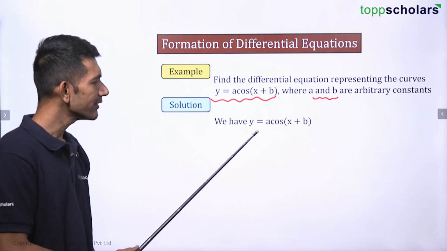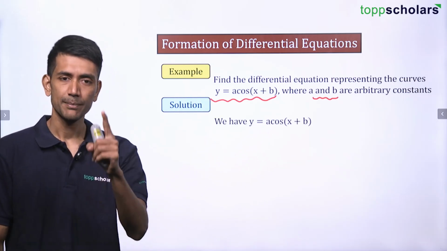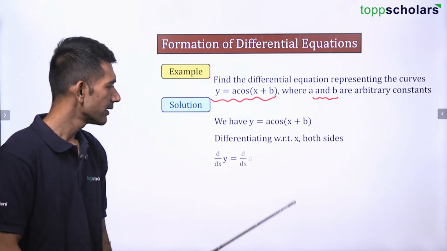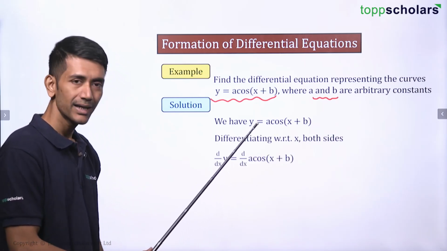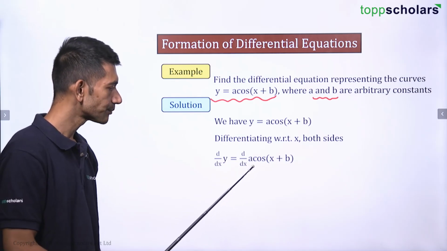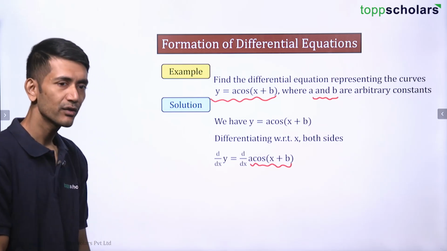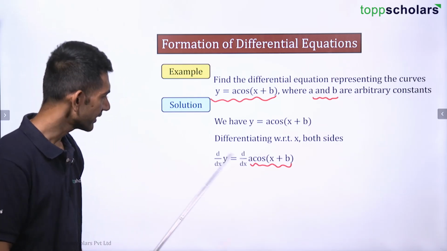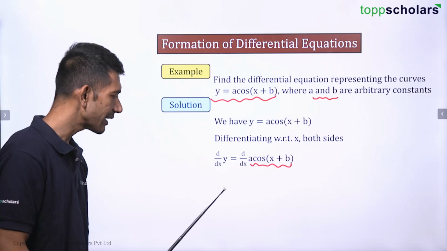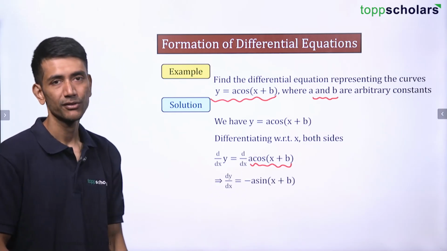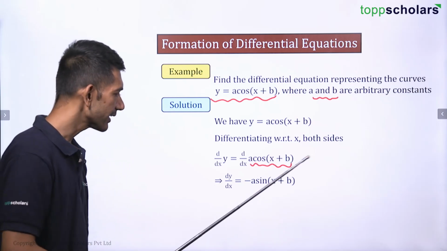So we have y equals a cos(x + b). Step number 1 is differentiate it. Let us do that. So dy/dx equals d/dx of a cos(x + b). What is the derivative of cos? Derivative of cos is minus sin. So dy/dx equals minus a sin(x + b).